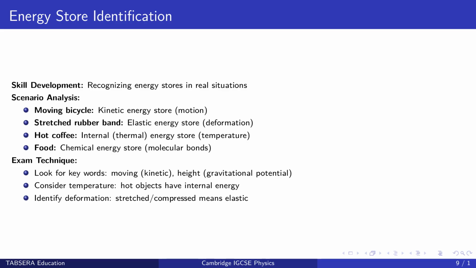Fourth scenario, food on your plate. This represents chemical energy store because food contains molecules with chemical bonds that release energy during digestion. For exam technique, look for keywords. Moving indicates kinetic, height indicates gravitational potential, temperature indicates internal thermal, and deformation indicates elastic energy stores.